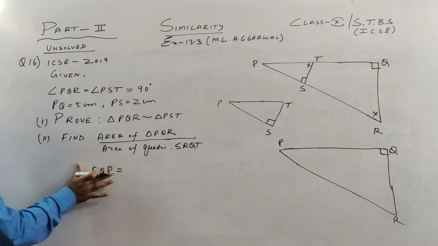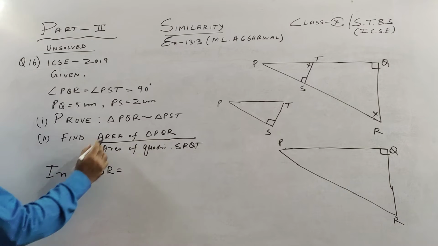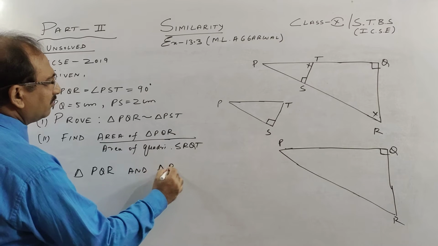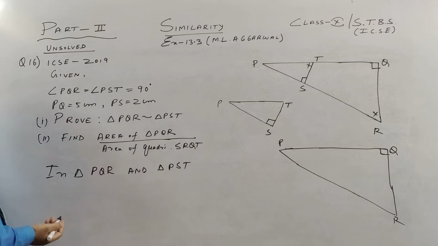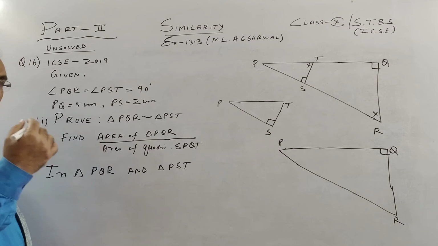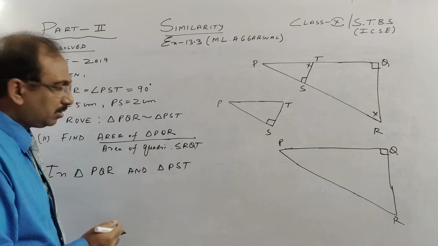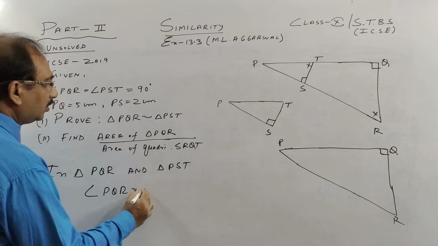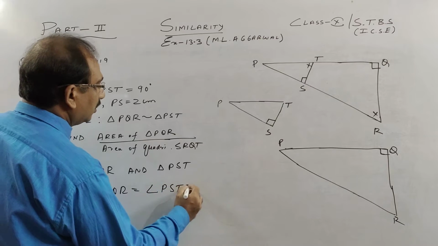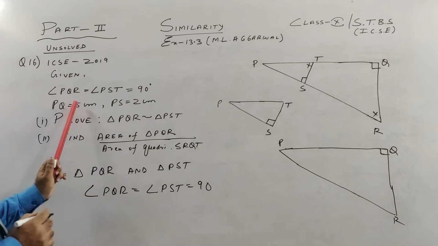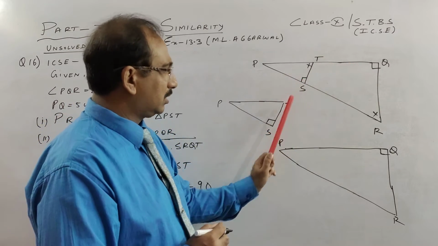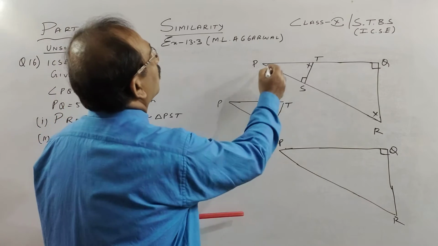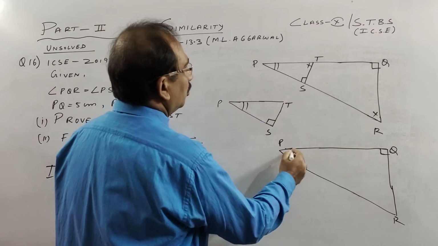So first we should say, in triangle PQR and triangle PST, very similar to congruency what we have done in class 9. If you have done congruency nicely, you will have no problem here. So what is given children? Angle PQR is equal to angle PST is equal to 90 degree. This is what is given. This angle is equal to this angle. So if I separate, this angle is equal to this angle. Next you will see angle P is common to both children.